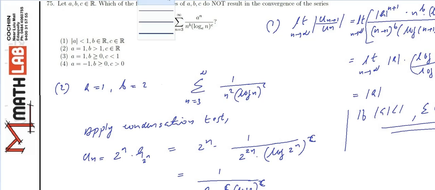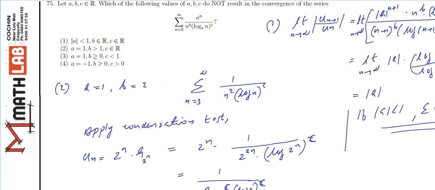Question number 75. Yeah, I would say it's a series containing three unknowns A, B, C, right? So for what values of A, B, and C described in all these four options is the series not convergent? That is what the question says. So we have four different options given here, so we have to check all these separately actually. So it seems to be a big problem.